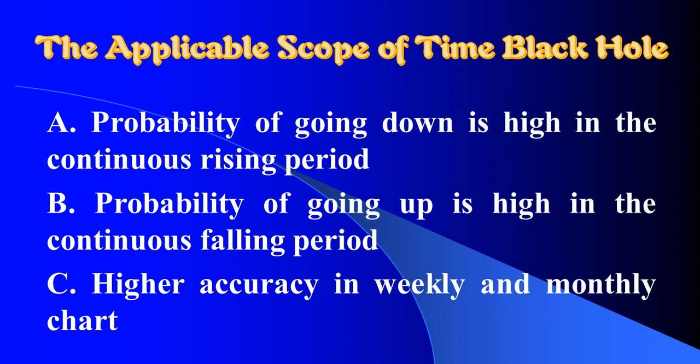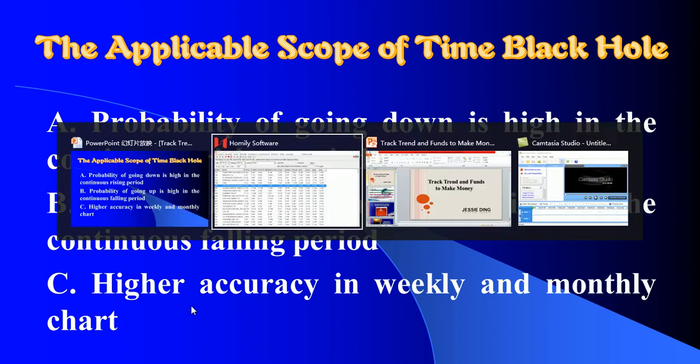Okay, so if you want to know whether the price will go up or go down, you can follow the time black hole, because time black hole means the turning point. If you see the price is going up in the continuous rising period, then time black hole appears, the price may go down. The next one: the price is in the continuous falling period, time black hole appears, the possibility of going up is high. So we can see some examples.